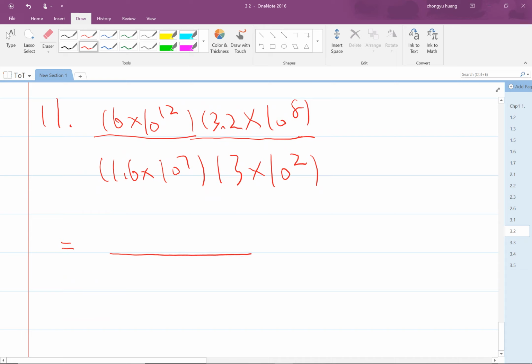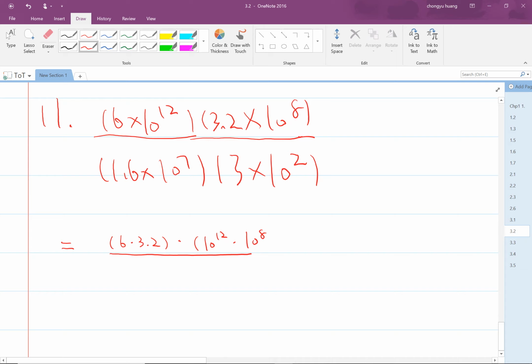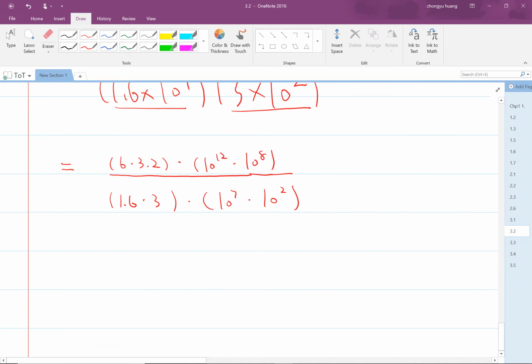Let me show you a little bit of detail. We have 6 multiplied by 3.2, and then we multiply 10 to the power 12, multiply 10 to the power 8. And at the denominator, what we have is 1.6 multiplied by 3, and then multiply 10 to the power 7, multiply 10 to the power 2, right? Now we have to simplify a little bit more.